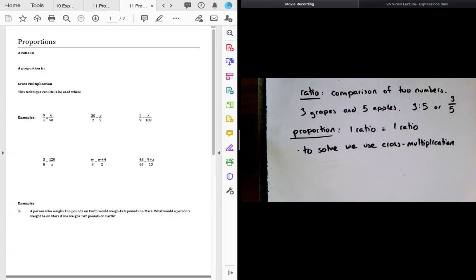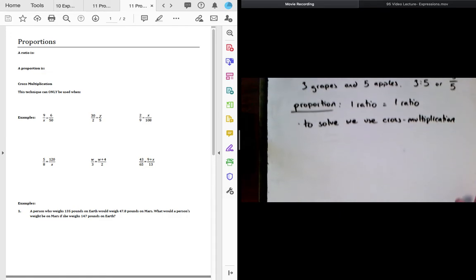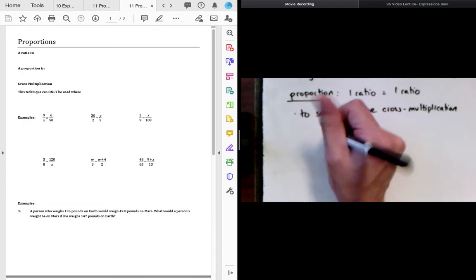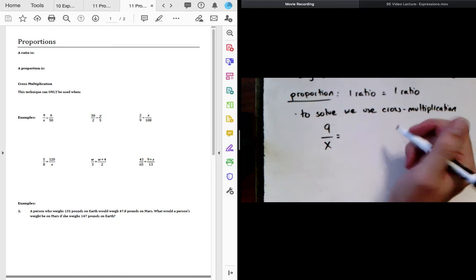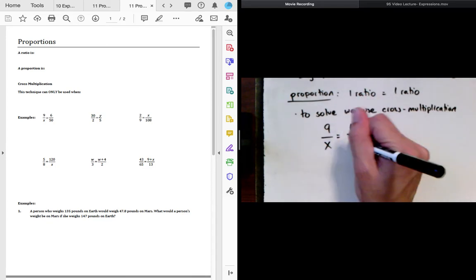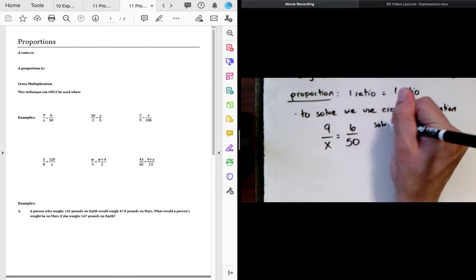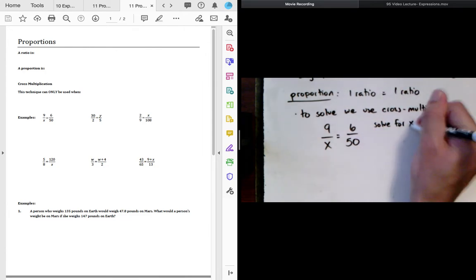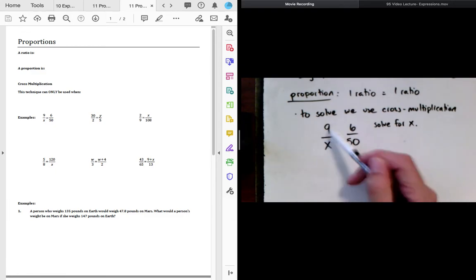So we're going to do some examples here, and then we can take what we learned and try to apply it in a word problem setting. Let's start with this first one. I have 9 over x is equal to 6 over 50. And again, the directions for this would be to solve for x. Our goal here is to find out what number x has to be so that this fraction on the left is equal to this fraction on the right.